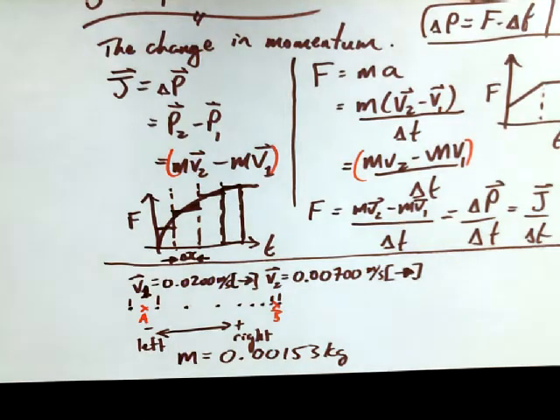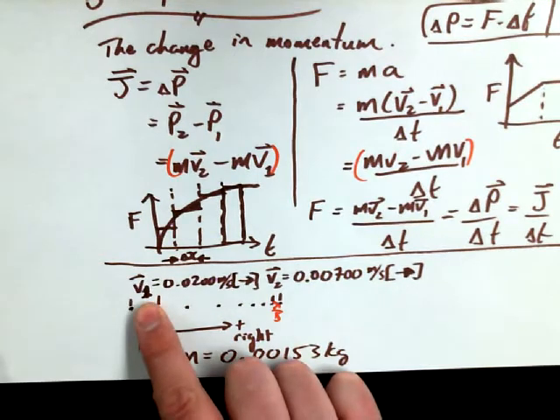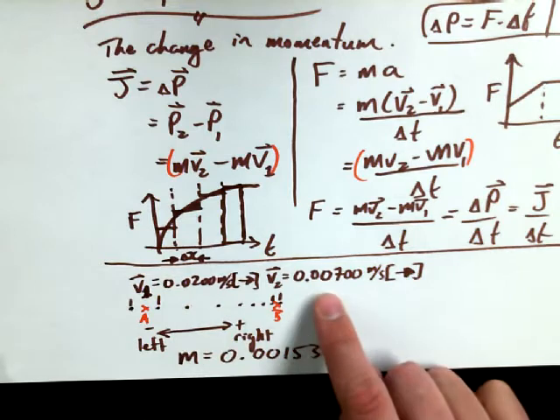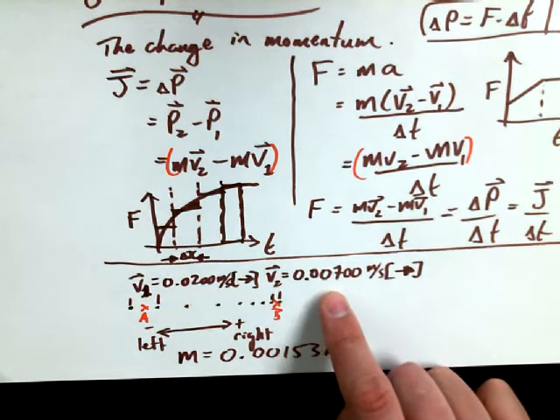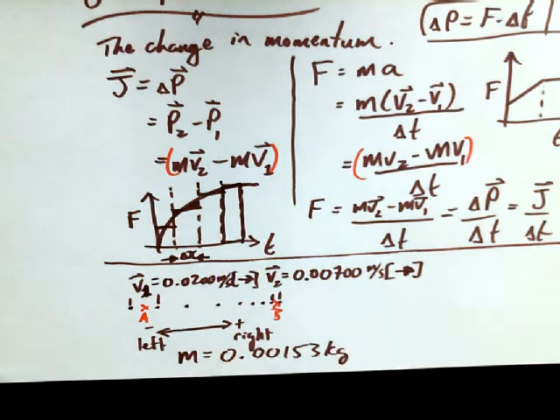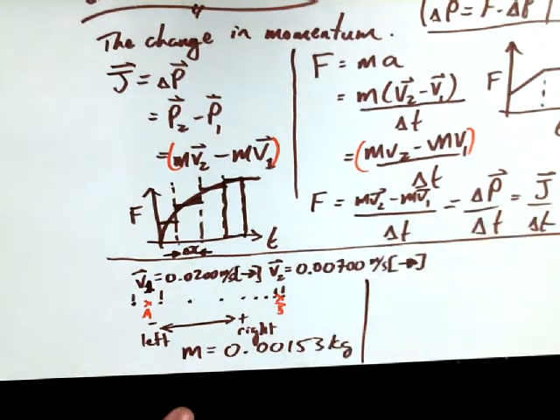All right, so back to our ant, just to recap so far. We've got two speeds for our ant: 0.0200 meters per second to the right and 0.00700 meters per second to the right. This ant is definitely slowing down. And it's a common African ant with a mass of 0.00153 kilograms, as you all know, the average mass of an ant in Africa.